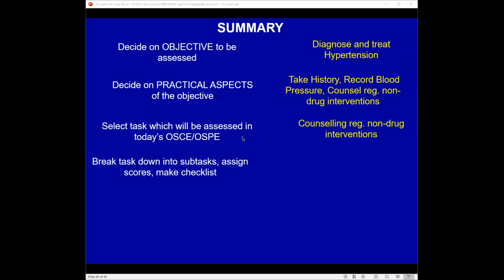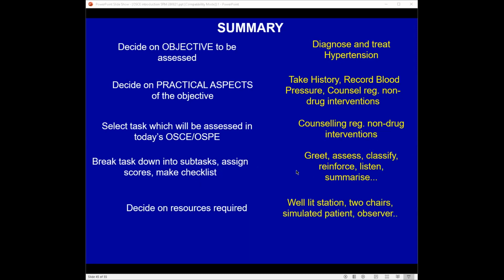Now let's break this task down into subtasks and make a checklist. Maybe we need to see if he can first greet, assess the patient briefly, classify where this patient is, then of course say these are the non-drug interventions, classify them, reinforce, listen if the patient asks for a question or so, and summarize at the end. I mean, these may be our subtasks for this task of counseling regarding non-drug interventions.